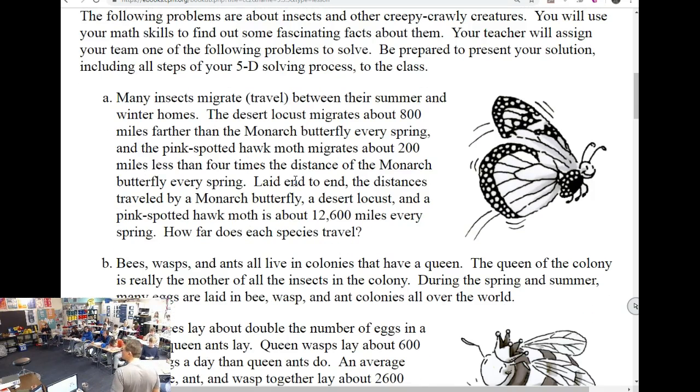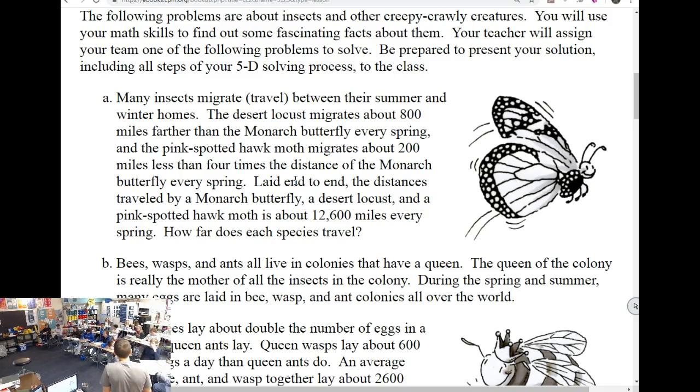Be careful with the reading. If I was you, I would potentially underline or jot down the important stuff. You can write in your book lightly if you go back and erase it, especially if you go get an art eraser. But essentially all we're doing today is solving problems.